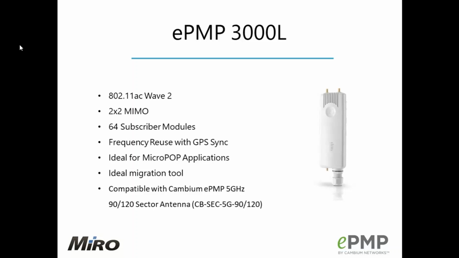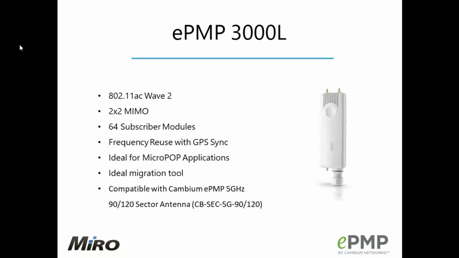Once again, it will also have frequency reuse and GPS synchronization, so that'll enable you to put multiple radios up on a tower and prevent them from communicating with each other. The units are ideal for MicroPOP solutions. So by MicroPOP, we're talking about smaller applications where you just need to fill in the gaps in your network, where maybe something like an ePMP 3000 will be a bit of an overkill.